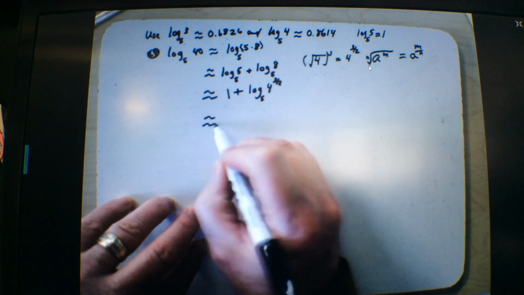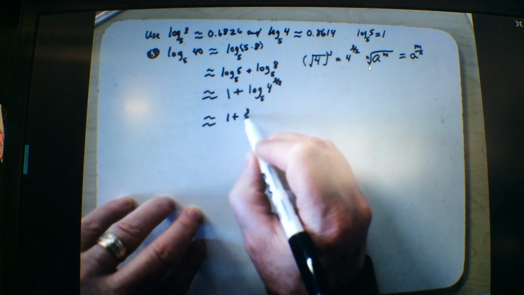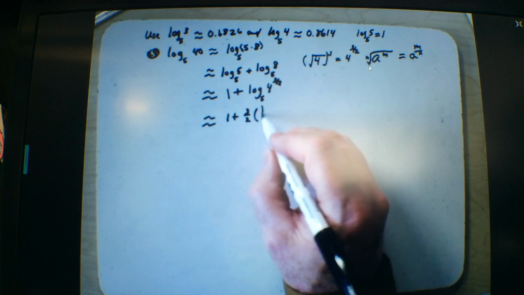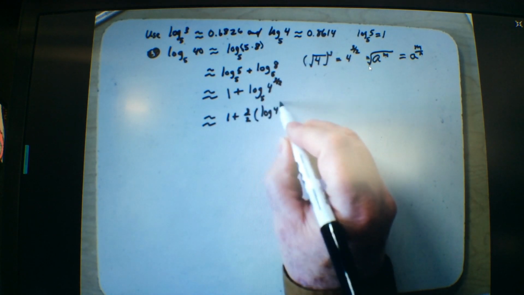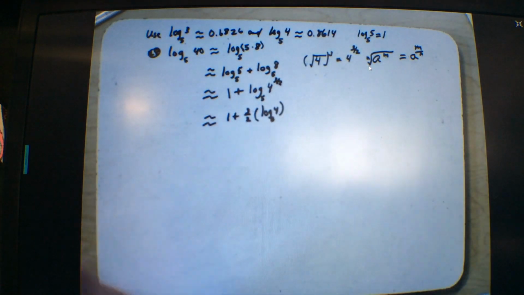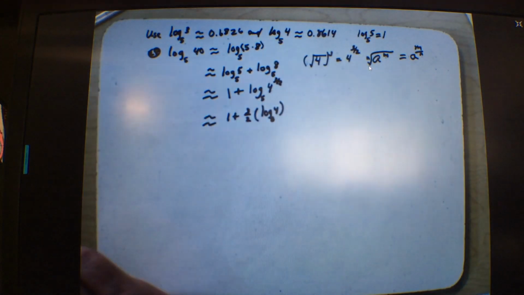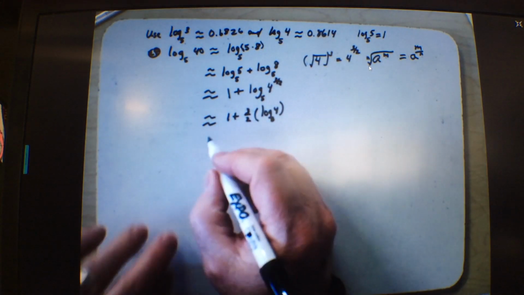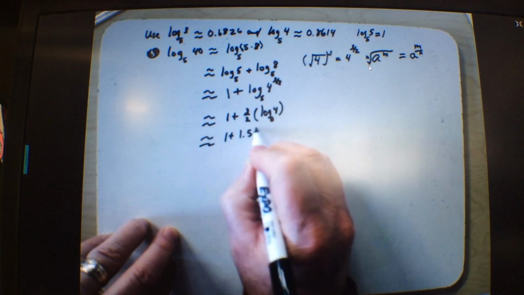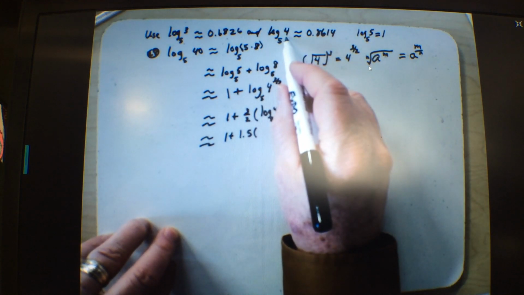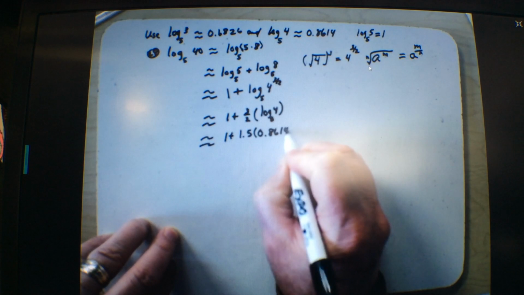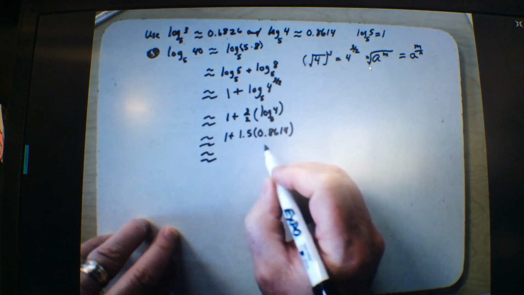And then I can use the power rule to bring the 3/2 back in front and take it times the log of 4 base 5. Correct? I know that's weird, but now I have 1 plus 3/2, which is 1.5, times the log of 4 base 5, and I know that the log of 4 base 5 is 0.8614. So if you'll plug that into your calculator, please.